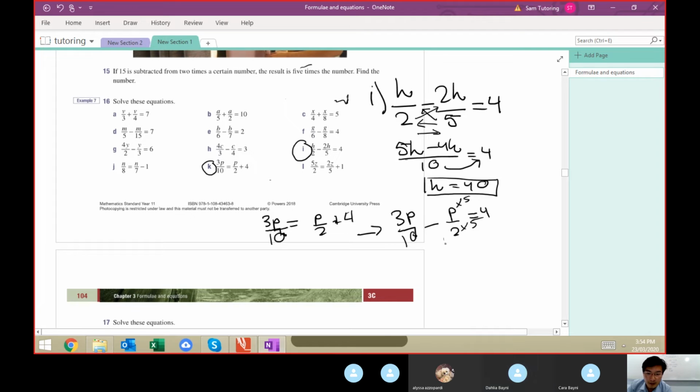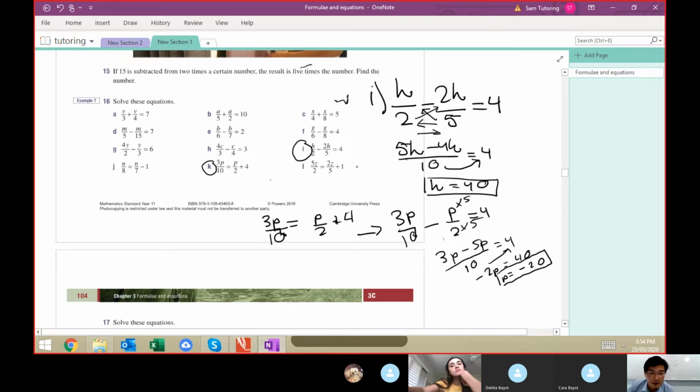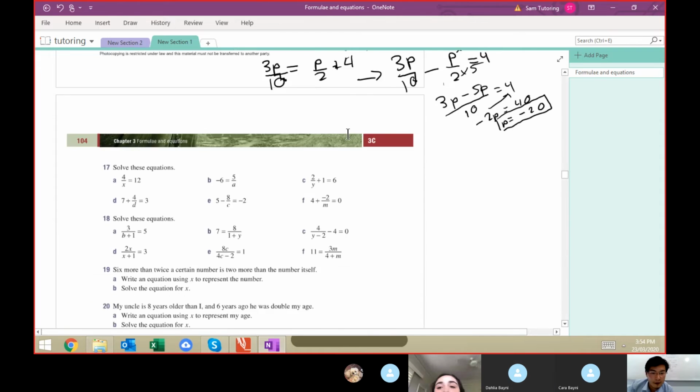We have 3p minus 5p, that is over 10 now. It's over 4. You bring the 10 up, which becomes 40. Negative 2p, and then p is just equal to negative 20. That's it. And if this is an exam, you could just chuck p back into the question and see if it verifies. It's the easiest way to do it, whether you've done it right or wrong. Okay? I'm going to move on.